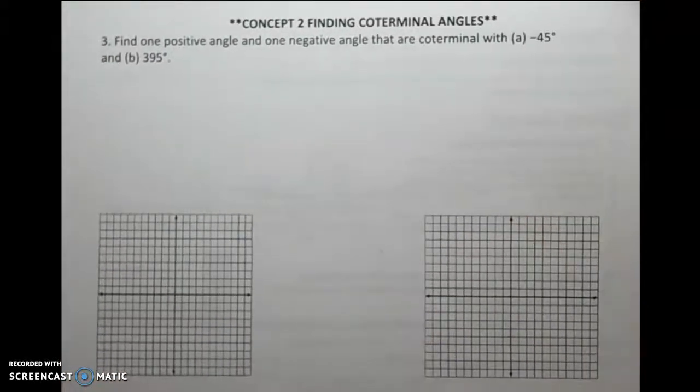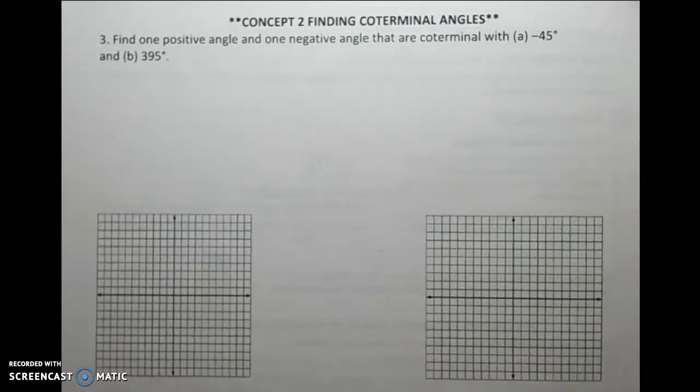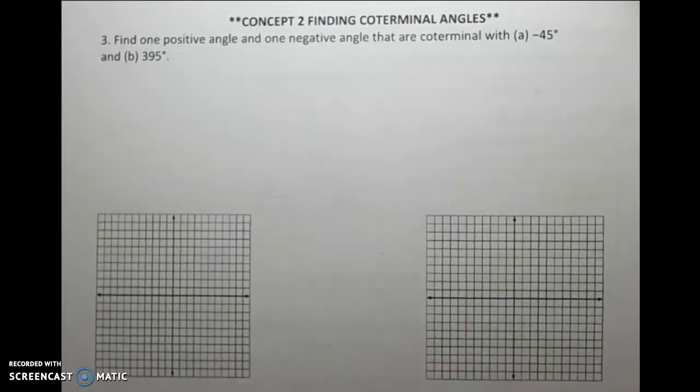Alright, concept number 2, finding coterminal angles. Coterminal, right? Co would mean together, and terminal is the end side. So in this case, I need to find one positive angle and one negative angle that are coterminal, meaning they have that same terminal side.